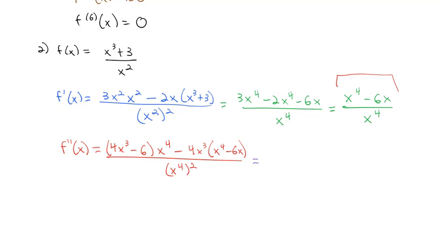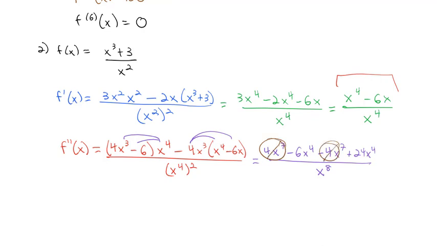Let's simplify this to see what we end up with. Distributing the x to the fourth through, we end up with 4x to the seventh, adding the exponents, minus 6x to the fourth. Distributing the negative 4 through, we get minus 4x to the seventh plus 24x to the fourth, all over x to the 4 times 2 is 8. Then we can try and combine like terms. 4x to the 7th minus 4x to the 7th is 0. So we end up with negative 6 plus 24 is 18x to the 4th over x to the 8th. And then subtracting the exponents, we end up with our final answer of 18 over x to the 4th power as our second derivative. And then we could keep taking derivatives from there if we wanted to.